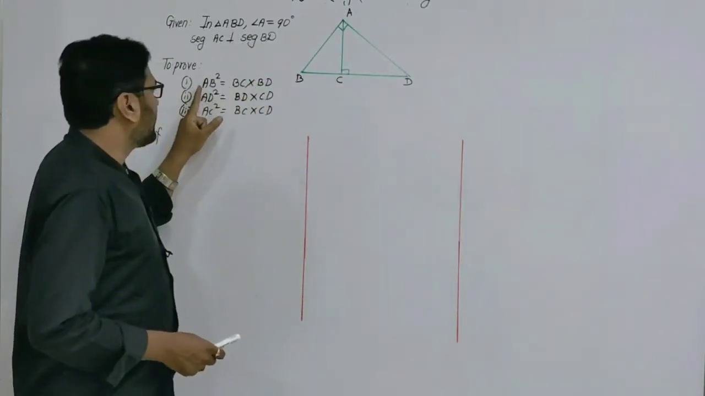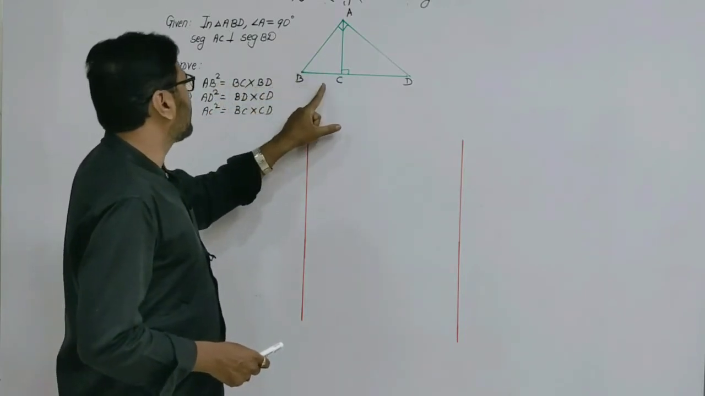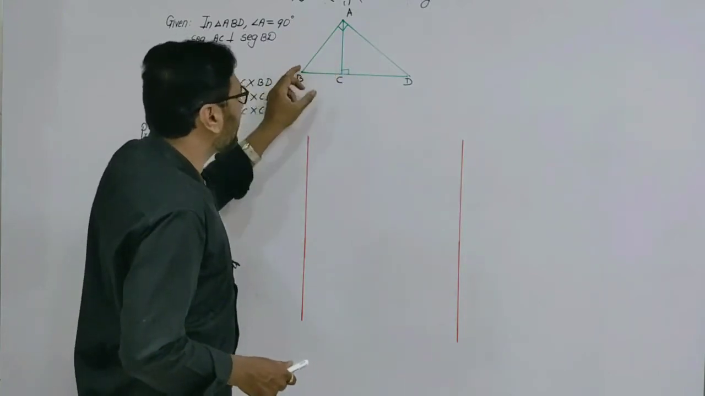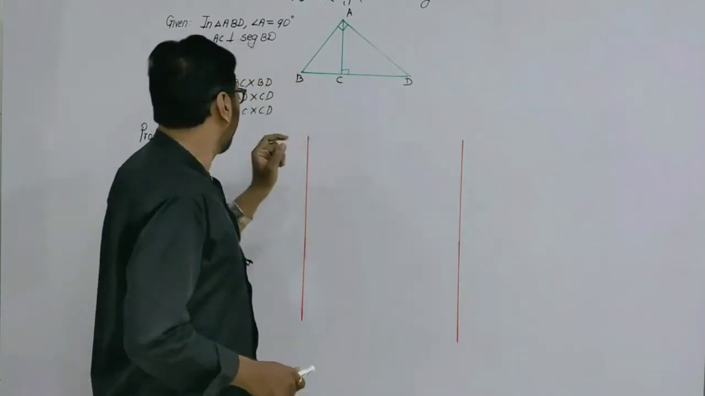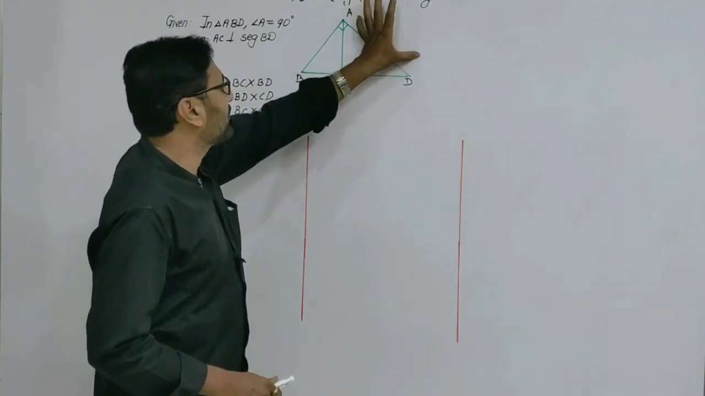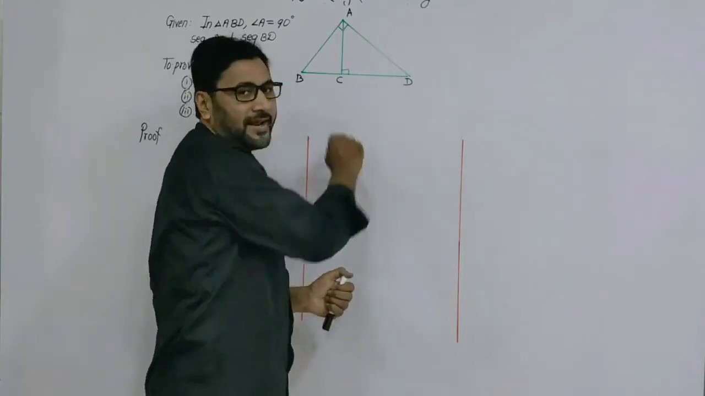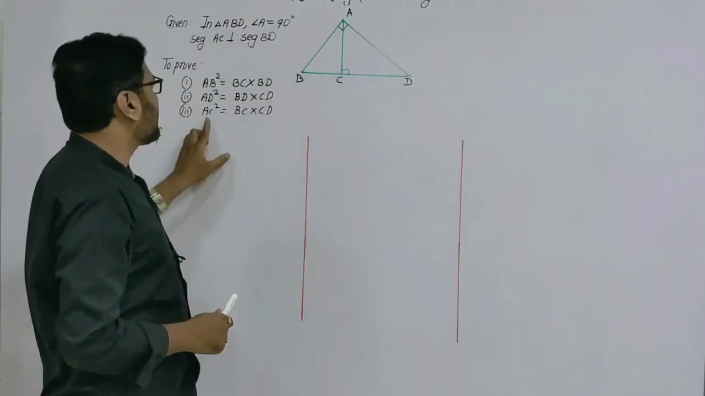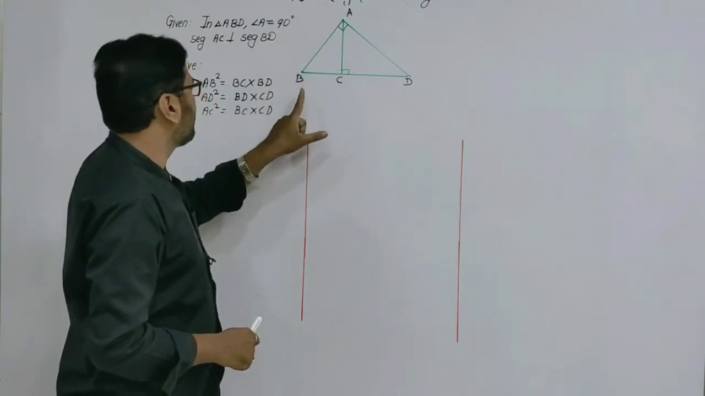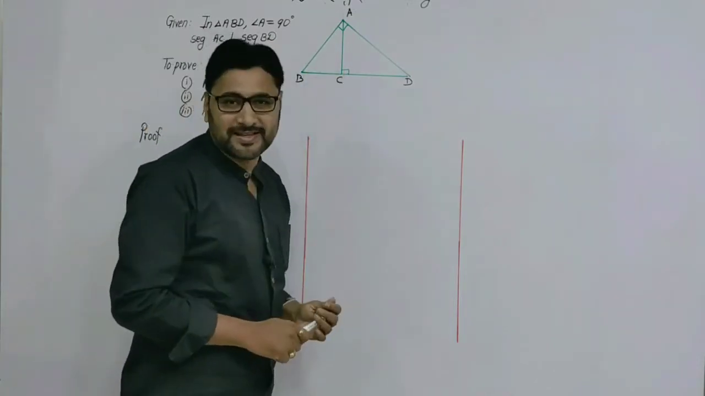Consider AB square, BC and BD, so we'll consider this smaller triangle and bigger triangle. After that, AD square is equal to BD into CD, which means this smaller triangle and a bigger triangle. After that, AC square is equal to BC into CD. AC, BC and CD. Last, we have to take these two smaller triangles.